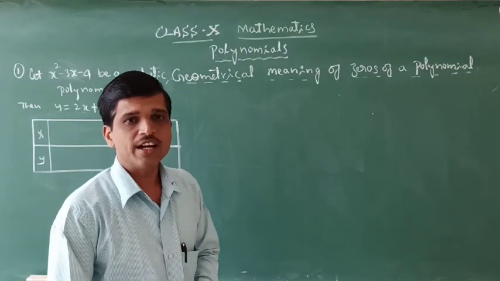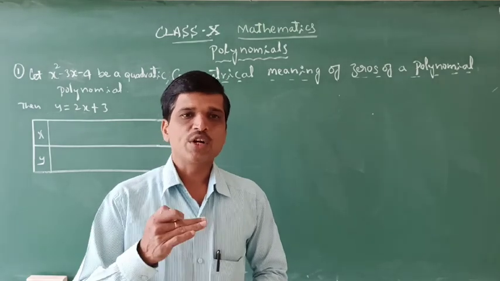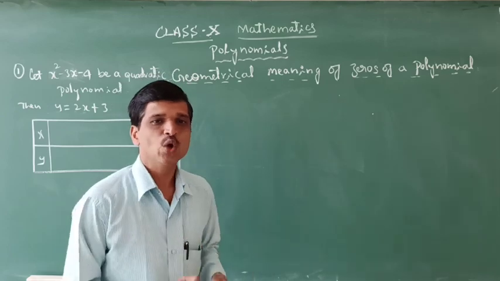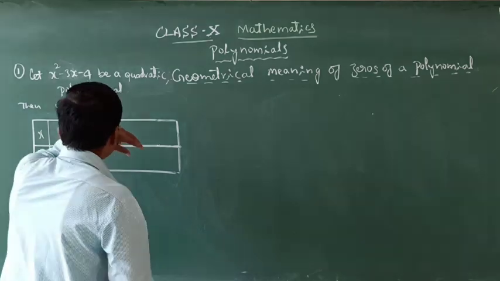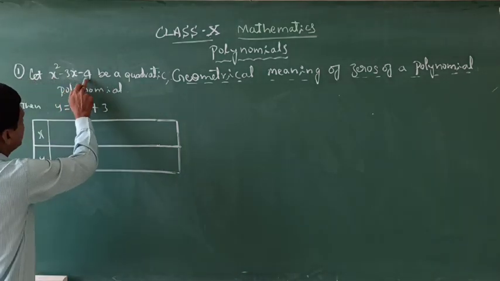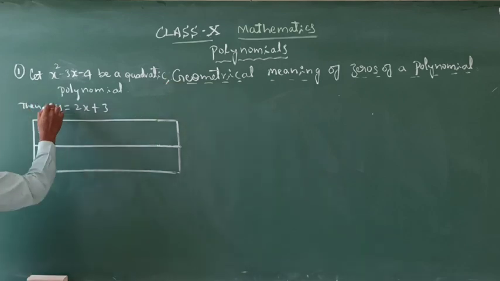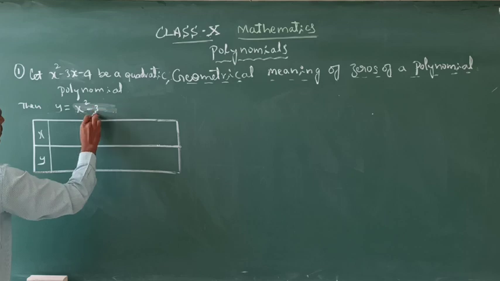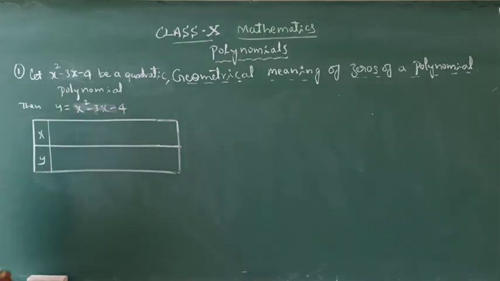Now consider what the zero of a polynomial means for a quadratic. What is the zero of a quadratic polynomial? What is its meaning? Now let us take one example using the graphical representation, that is, the geometrical meaning. Let x square minus 3x minus 4 be a quadratic polynomial. Assume that this x square minus 3x minus 4 is on the graphical representation.